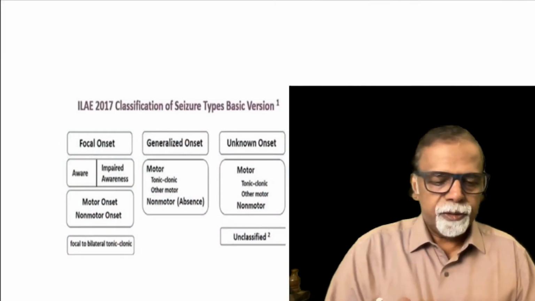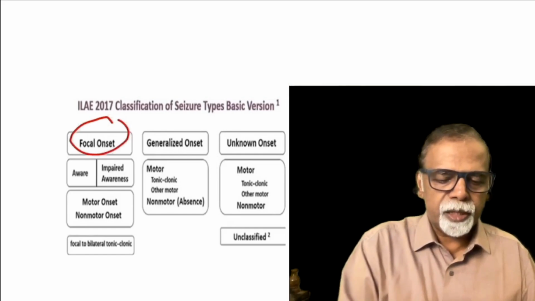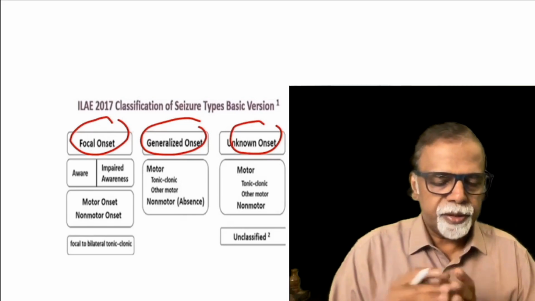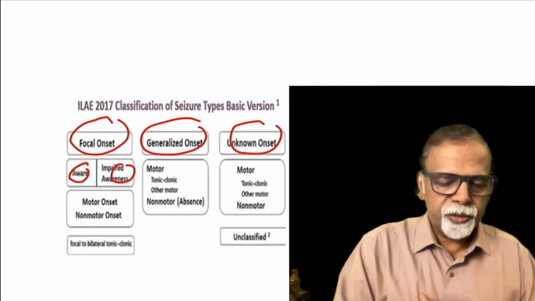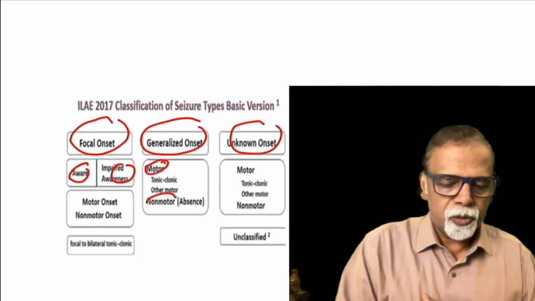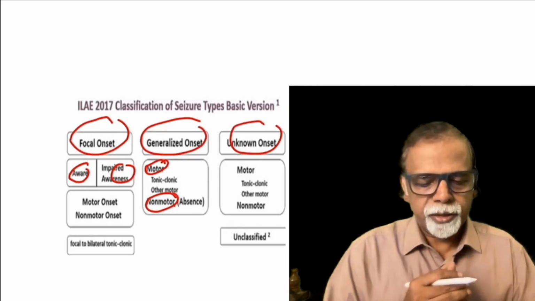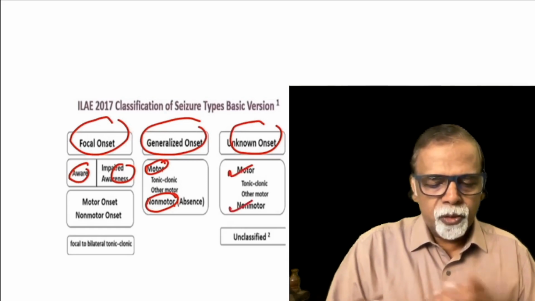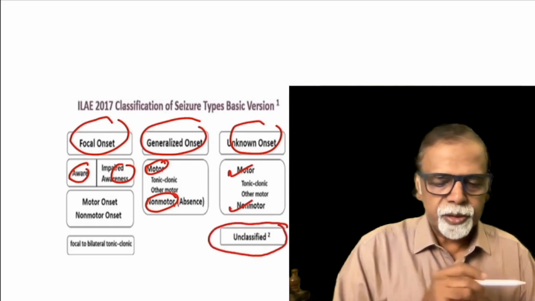We just recap the classification 2017. So focal seizure, generalized seizure, unknown onset. Please note it down as 3 basic classifications. Then focal onset is divided into aware and impaired awareness. Generalized seizure you divide into motor and non-motor. Motor you differentiate depending upon tonic type, tonic-clonic, etc. The unknown onset again you divide into motor and non-motor, same classification. And there can be unclassified types of seizures.